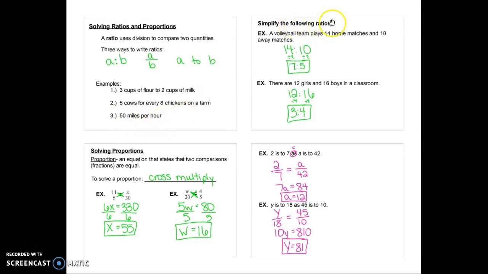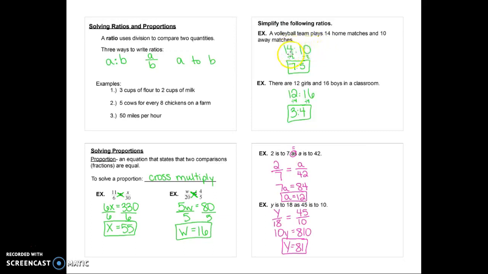Okay, now simplifying the following ratios. A volleyball team plays 14 home matches and 10 away matches. So again, we're just comparing two quantities. I'm comparing home matches to away matches. To make that comparison, 14, and I'm using the colon, so 14 to 10. And I'm trying to simplify it, which means I want to reduce this down.